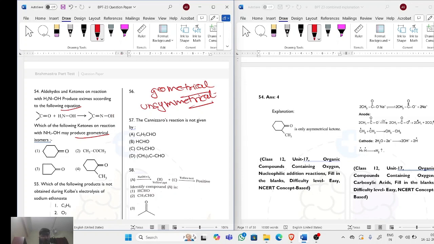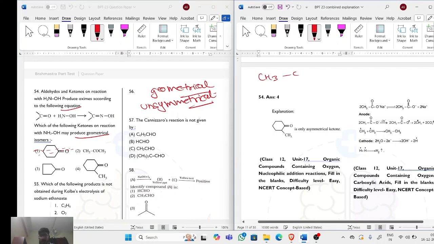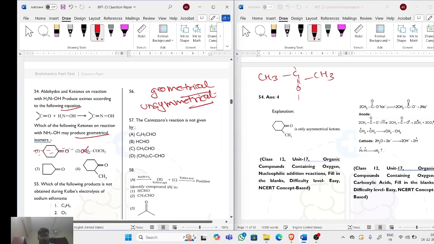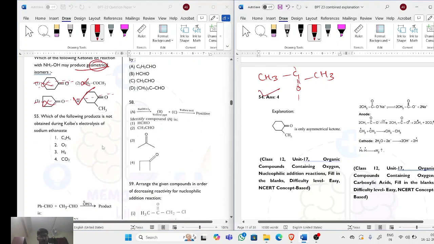So we have to find which compound is unsymmetrical. In option number 1 you can clearly see that this compound is symmetrical, as there is a line of symmetry present here. In option number 2, we have CH3, CO, and then CH3. So this compound is also symmetric. So options 1 and 2 cannot be our answer. Option number 3 is also symmetrical, so it cannot be our answer. But in option number 4, there is no symmetry in this compound, so it will definitely form geometrical isomerism. So option number 4 will be our correct answer.